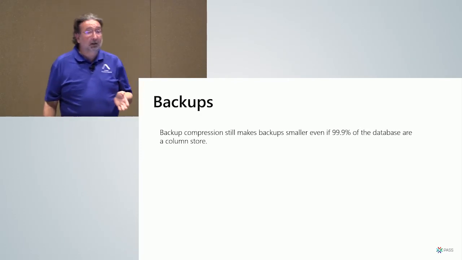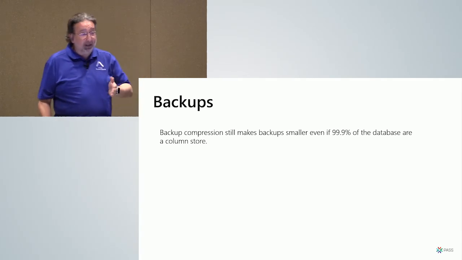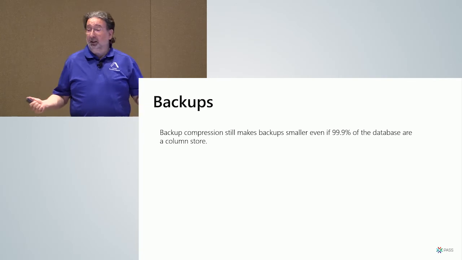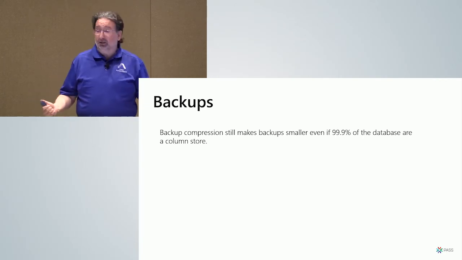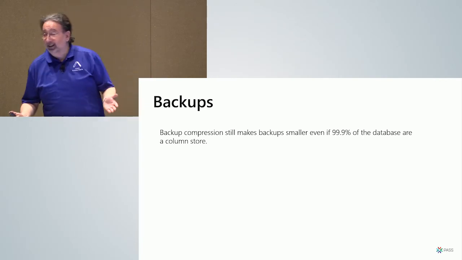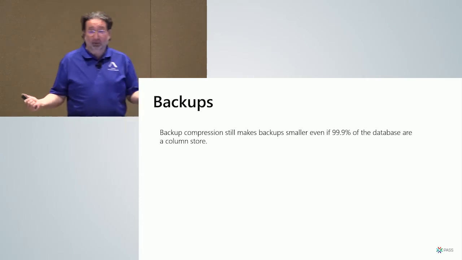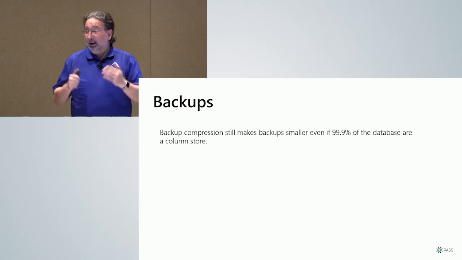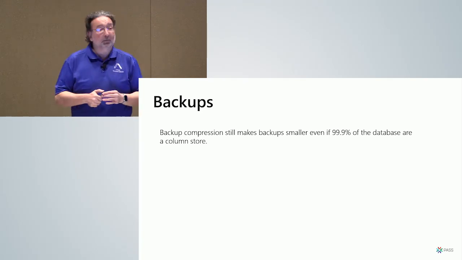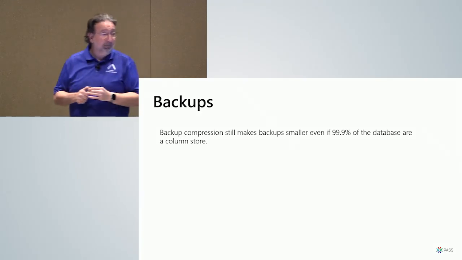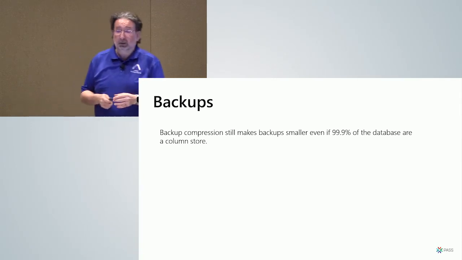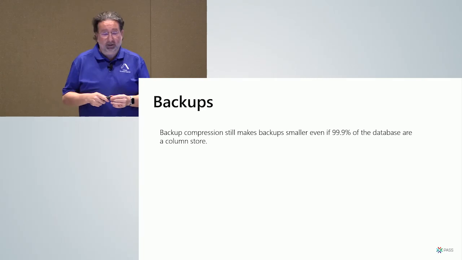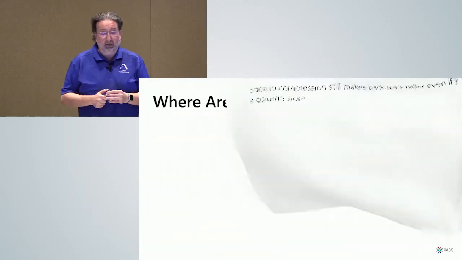Backups. Backup compression surprisingly still can compress archived column stores. I can't explain why, but it still squeezes out another 30%. So, even if my database is 99% column store, I still use backup compression to back it up. It's still worth it. Saves you tape, disk space, cloud space, wherever you put your backups these days. So that's a good one.